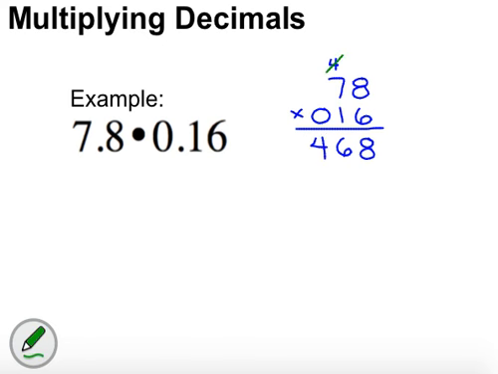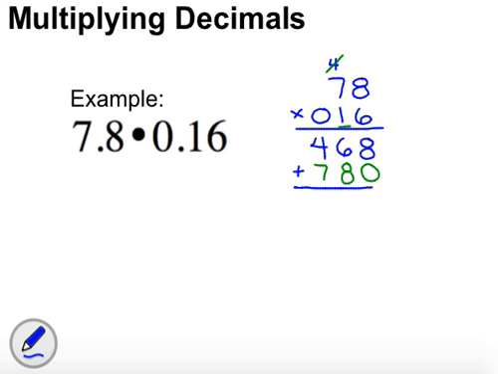I'm done with that 4 up there. Now I'm going to move to the next number, which is this 1. So I'm done with this 6. I need to put a 0 placeholder, so I'm moving over. 1 times 8 is 8. 1 times 7 is 7.